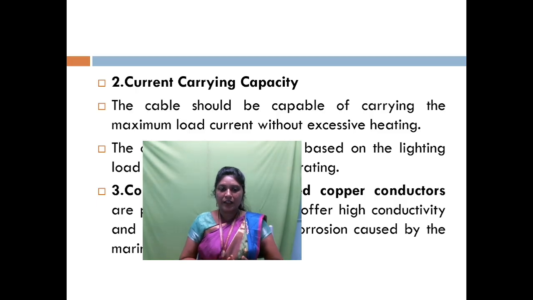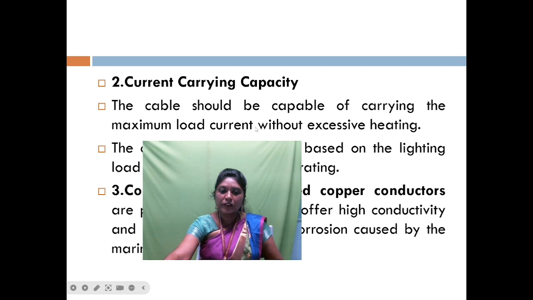The second one is the current carrying capacity. The cable should be capable of carrying the maximum load current. When excessive heating is there, it should not melt. So it should be selected accordingly. The conductor size is chosen based on the lighting load and the permissible current rating.